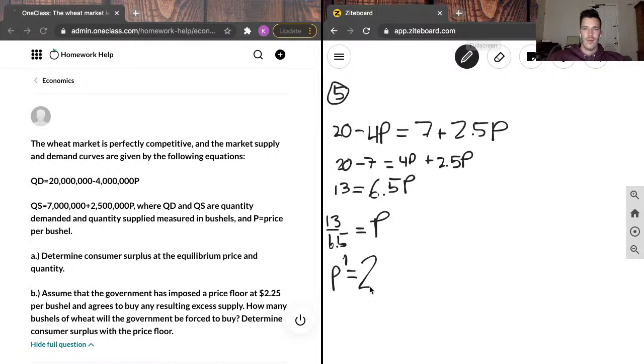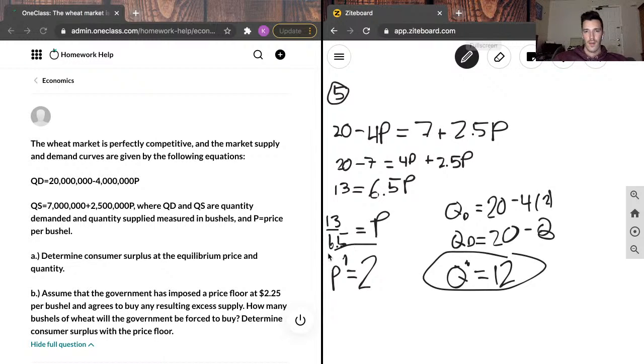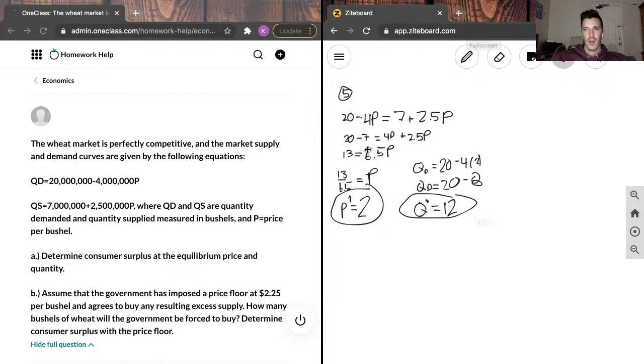Well, I guess it'll be 2 million, regardless. Similarly, if we then plug it back into one of the equations, we can say that quantity demanded is going to equal 20 million minus 4 million times 2 million. Quantity demanded is going to equal 20 million minus 8, and then QD, which is QS, which is Q star, is going to equal 12 million units at a price of $2. So we've got our equilibrium quantity and our equilibrium price.